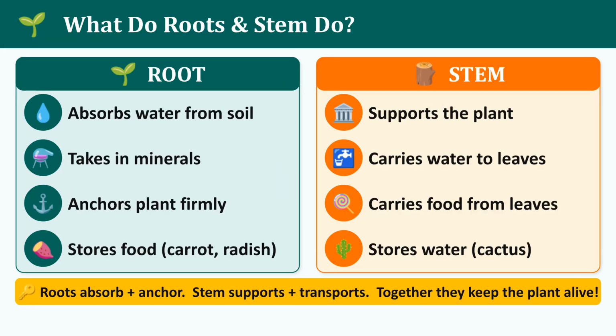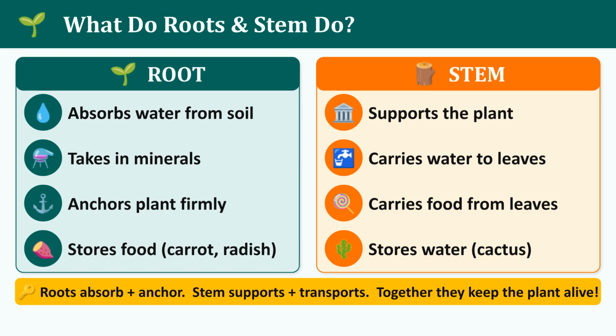Now let's understand how roots and stems work together. The root performs four important jobs. First, it absorbs water. Second, it absorbs minerals. Third, it anchors the plant firmly. Fourth, some roots store food. For example, carrot and radish.